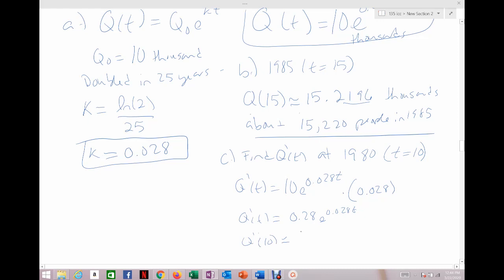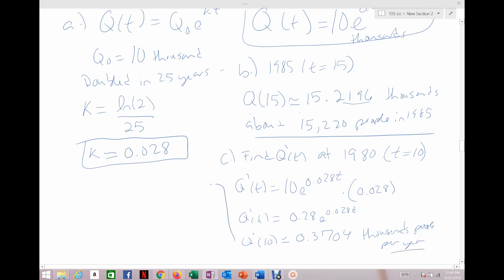So we've got, give me a second. It comes out to 0.3704. Remember, it's in thousands of people. I left mine in thousands. So thousands of people per year. Rate of change would be per year.